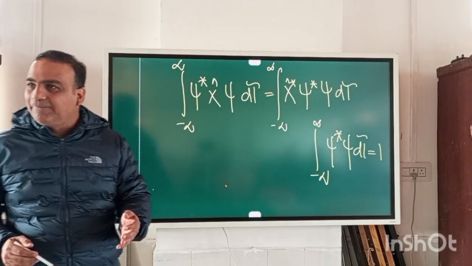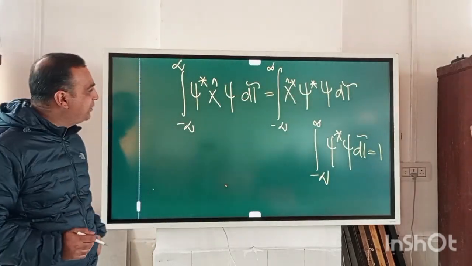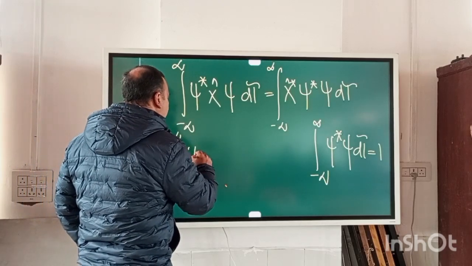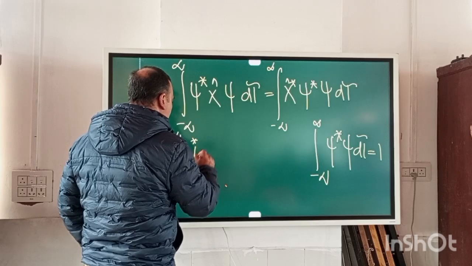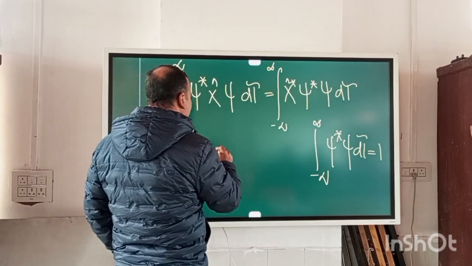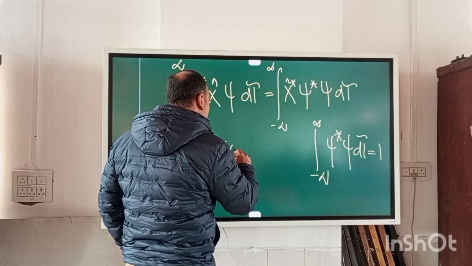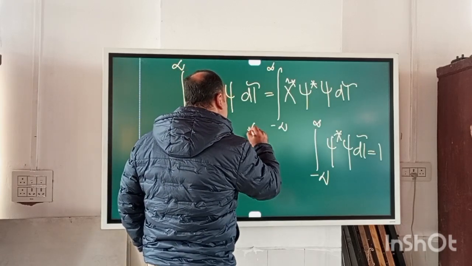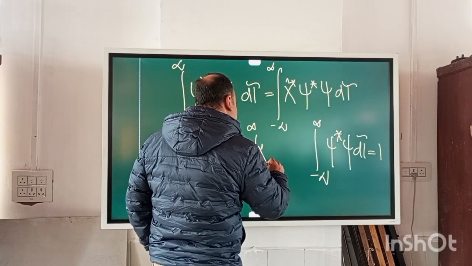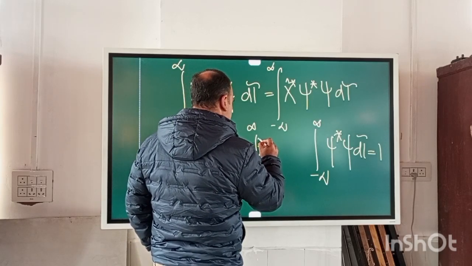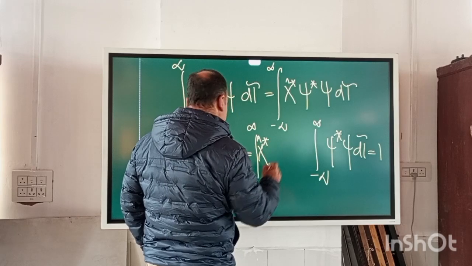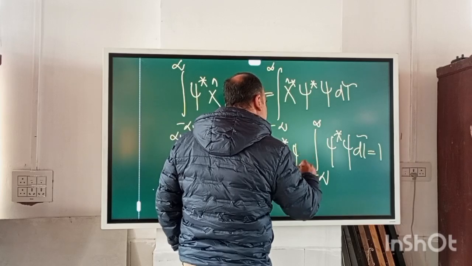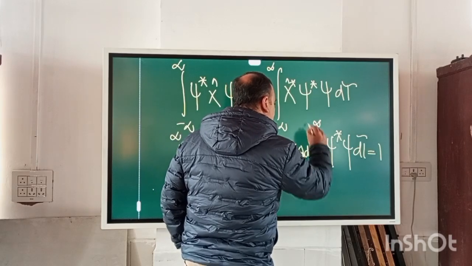So, if I write down this thing in terms of x, taking only one dimension, because we always feel comfortable writing down things in one dimension, I can write this as the integral from minus infinity to infinity of psi star of x, then the operator x cap acting on psi of x, is equal to the integral from minus infinity to infinity of x cap star psi star of x and psi of x dx.